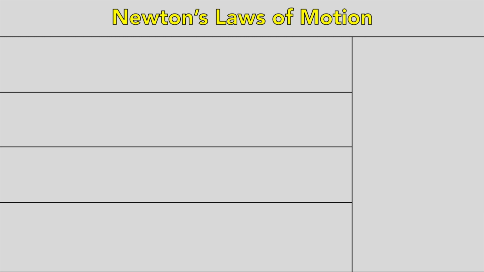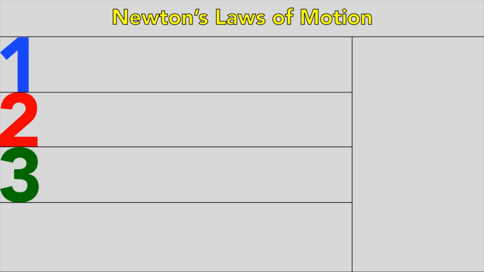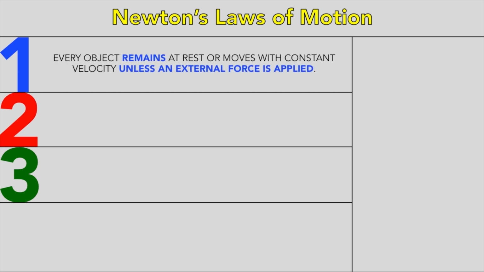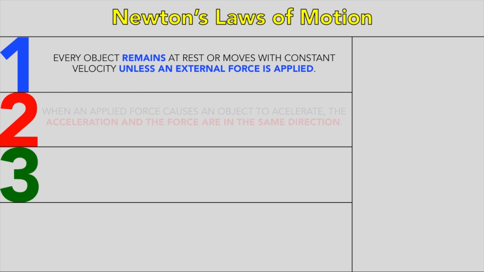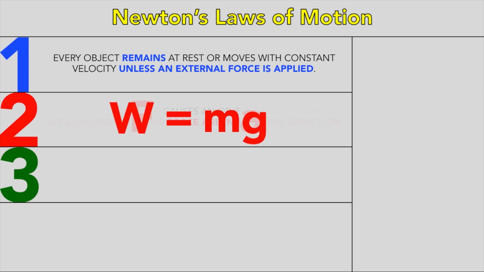Now everyone's heard of Newton and his laws, but no one seems to know which one's which, so here goes. His first law states that every object remains at rest or moves with constant velocity unless an external force is applied. So to accelerate the object, you need to apply a force. Newton's second law furthers that, saying that when an applied force causes an object to accelerate, the acceleration and force are in the same direction and they are proportional by F equals ma, where the mass is the constant of proportionality between force and acceleration. This is known as the equation of motion. Now using the second law, you can see how you get weight, as g is acceleration due to gravity and m is mass, so the weight is mg, F equals ma.